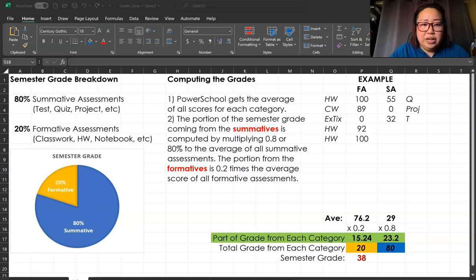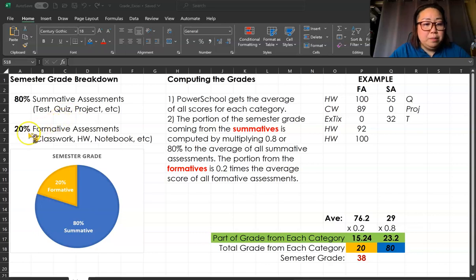So the first important thing is to understand what makes up the semester grades. The semester grades are divided into two. 80% is coming from summative assessments. When we say summative assessments, these show how the students have mastered the standards or the skills in the subject matter. They can be in the form of tests, quizzes, projects.